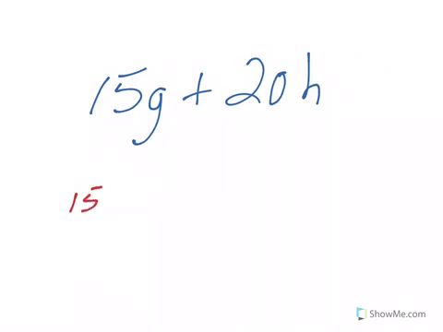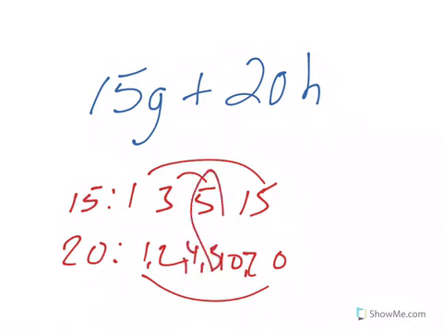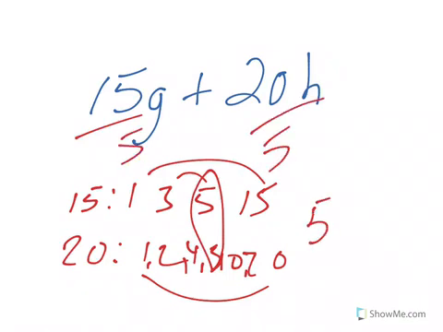So, 15g and 20h. I want to find the greatest common factor, right? I'm going to make a little factor tree here, a factor rainbow. 1 goes into 15, 3, 5, and 15, right? 1 times 15, 3 times 5. 20, I'm looking at, of course, 1 and 20. I'm looking at 2 and 10. I'm looking at 4 and 5. And there I go. So now I can divide both by 5 because that's my greatest common factor. So I'll put 5 on the outside of the parentheses. 5 goes into 15 3 times, 3g, plus 5 goes into 20 4 times, 4h.